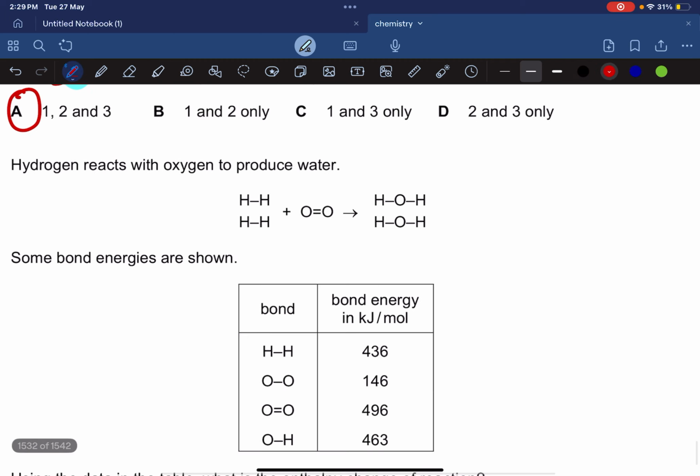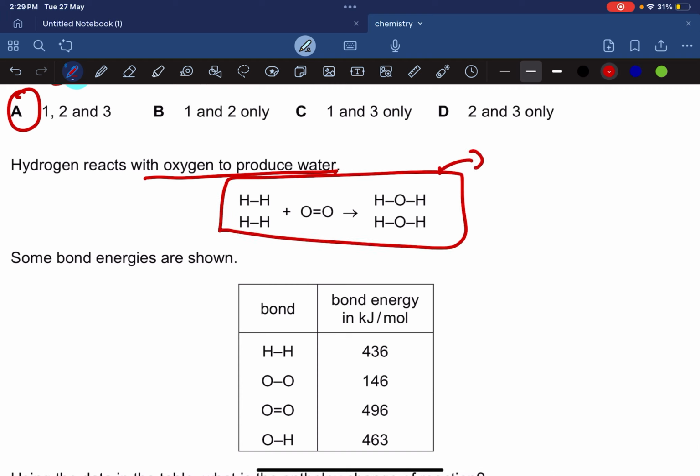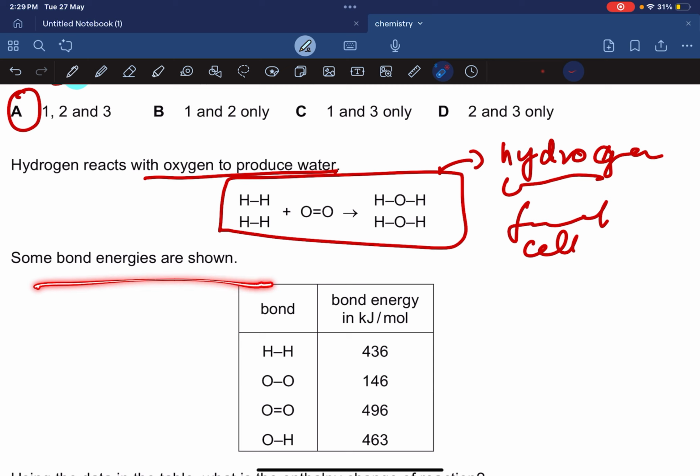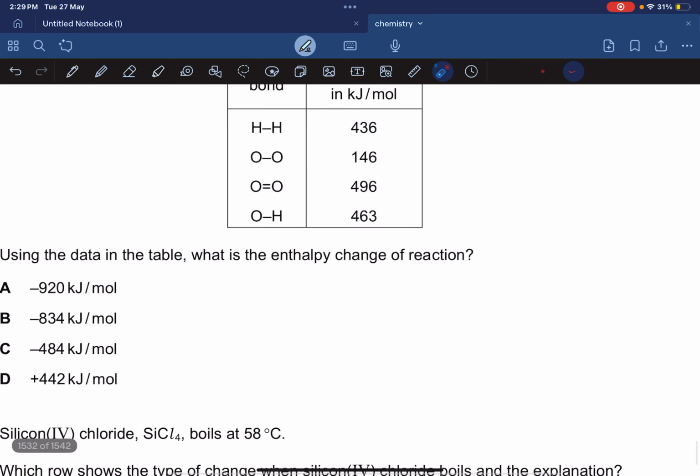Hydrogen reacts with oxygen to produce water. Okay, that's correct, and that's exactly what happens in your hydrogen-oxygen fuel cell. And this reaction is extremely exothermic. It releases a high amount of energy. Some bond energies are shown. Now what do we have to calculate using the data in the table? What is the enthalpy change for the reaction?